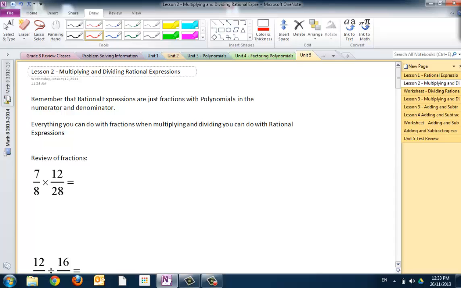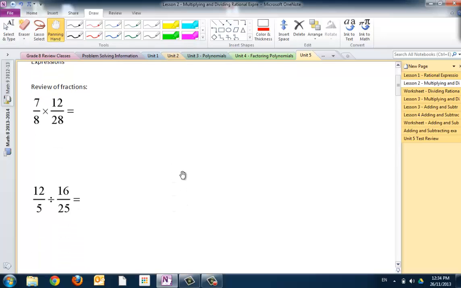Today we're going to be looking at multiplying and dividing rational expressions, and to get started I just want to talk about fractions for a moment. Remember that a rational expression is written in fraction form, except we have a polynomial in the numerator and the denominator. End result is that anything that we can do with fractions we can do with our rational expressions. So let's take a look at these two for a second, just as a quick review.